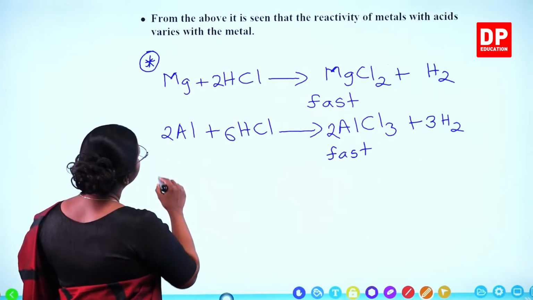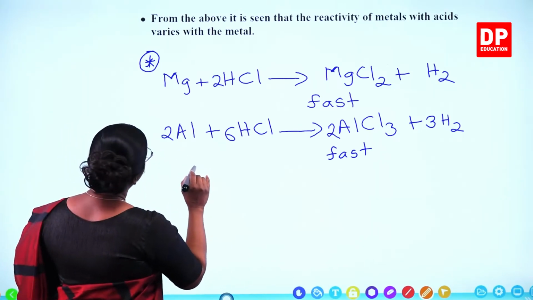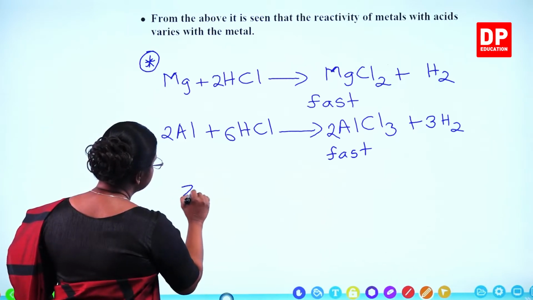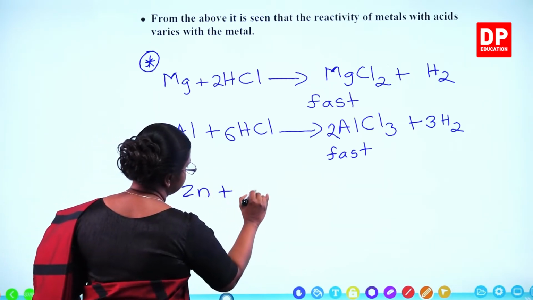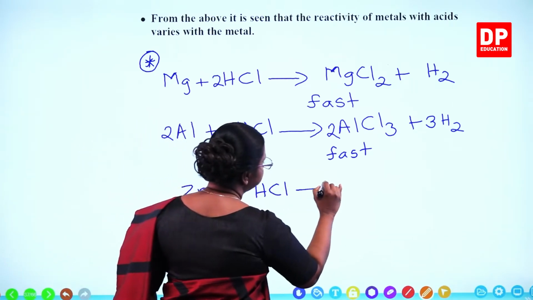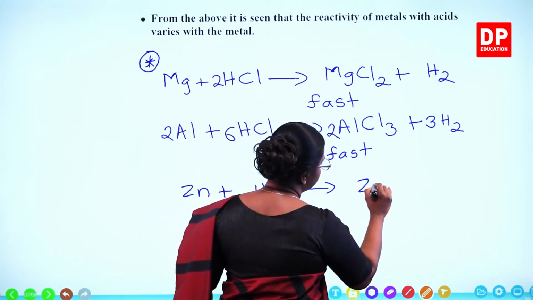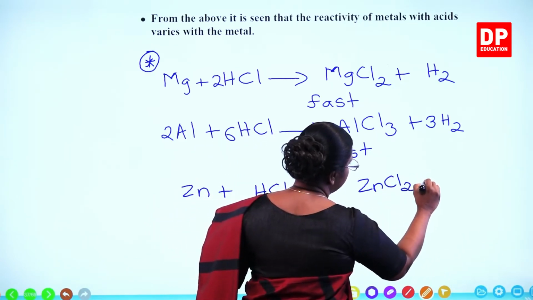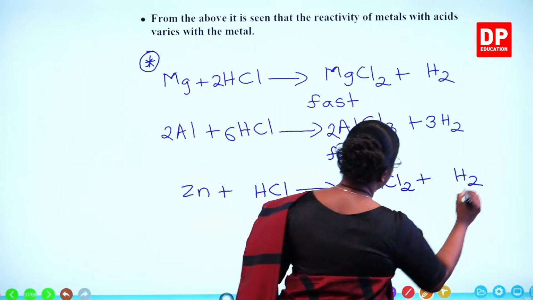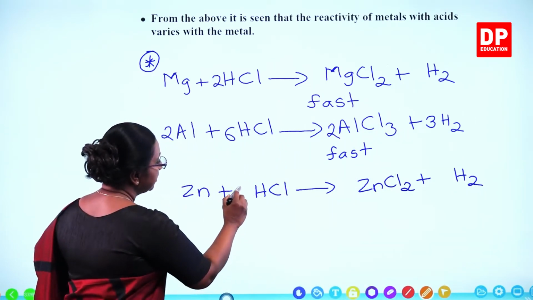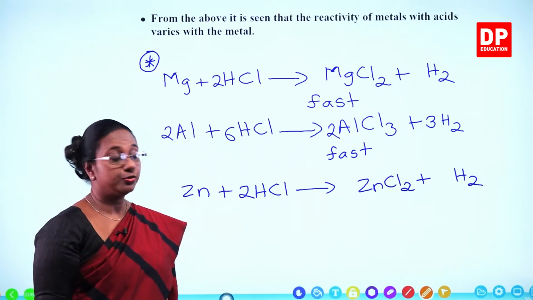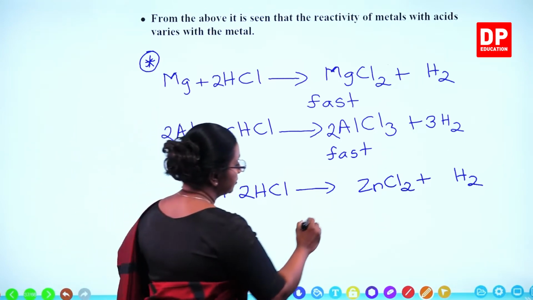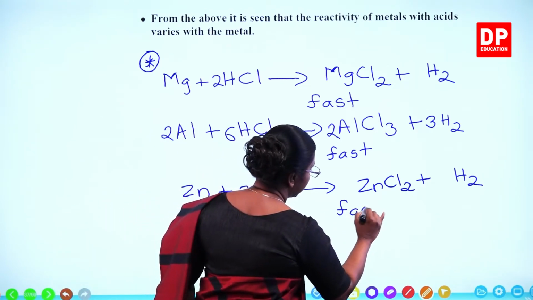Then we had the reaction of zinc. That was also fast. With HCl, again zinc chloride and H2 gas are produced. So here, in order to balance, we need to put a 2 in front. So this was also a fast reaction.